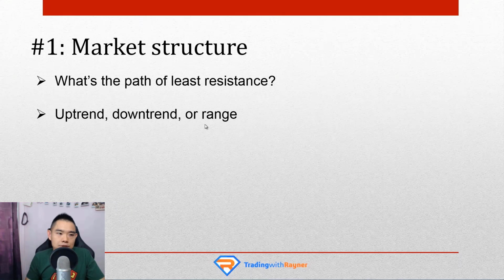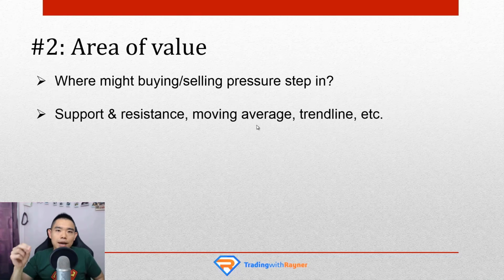Now that you understand the first thing to look out for is market structure, what's the second thing? Number 2, area of value. So once you have identified the market structure, the next thing to look out for is where the area of value is. Where might potential buying or selling pressure come in? Because just because the market is in an uptrend, it doesn't mean that you want to be buying immediately, because the market might be ready for a reversal. It might be about to make a pullback.